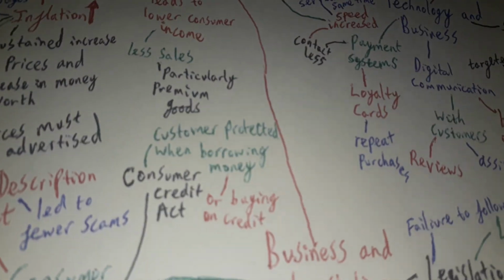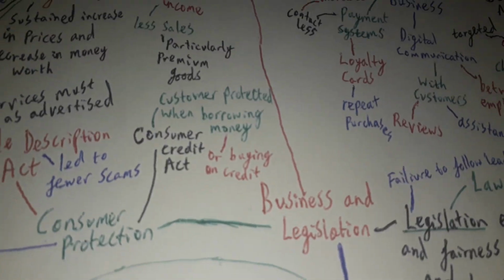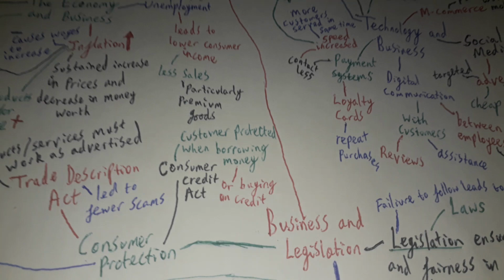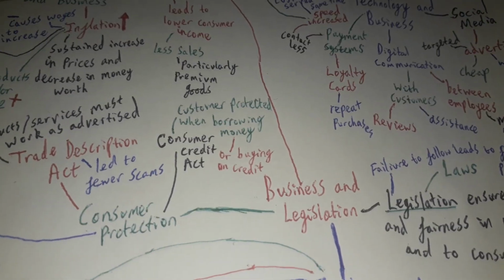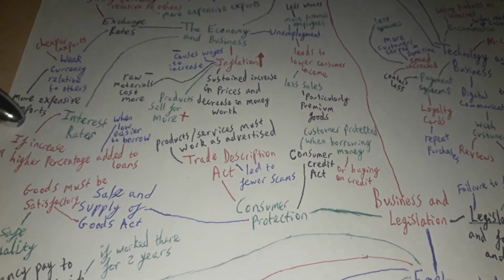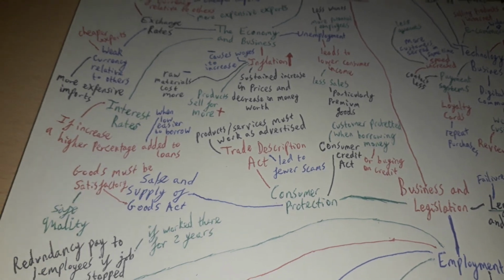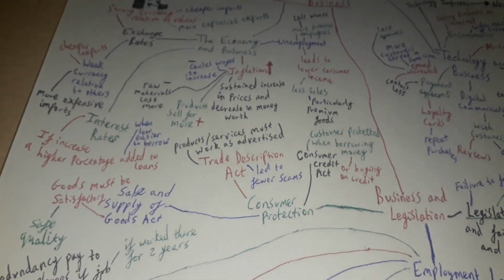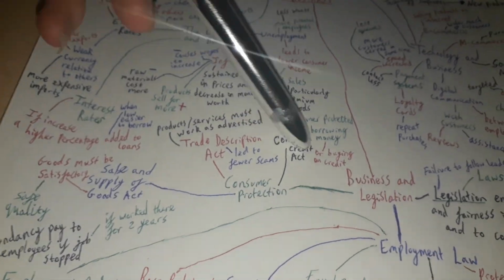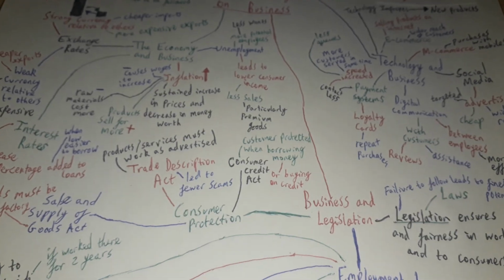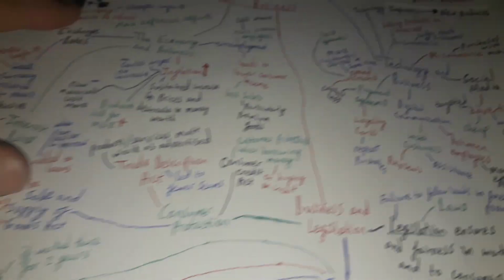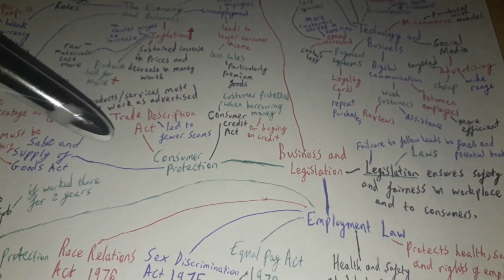So next is the Consumer Credit Act, which meant that the customer is protected when borrowing money or buying credit. So you can't get messed about by a bank or someone lending you a loan or something, which is pretty good. Or a business where you're buying it in credit. So basically these things all protect customers and they stop bad business practices such as lying about things and selling bad goods.